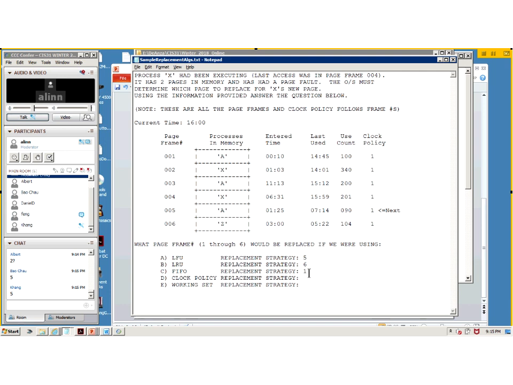Right. It would replace 5. Good. Okay. Now, what happens is this is a reference bit, guys. In other words, as it's going around, it sets it to 0, right? It sets it to 0, sets it to 0. This is being referenced maybe right away, so it gets back to 1.